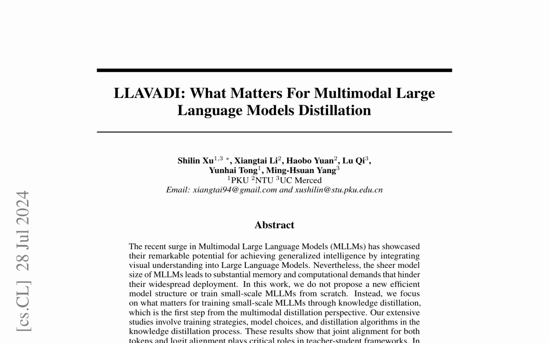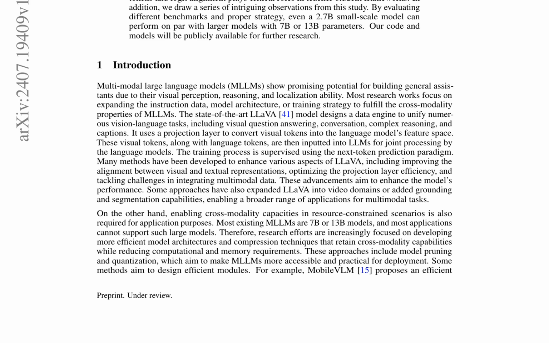for efficient multimodal learning. MLLMs demonstrate promising potential for building general assistants, leveraging their visual perception, reasoning, and localization abilities. Research efforts have concentrated on expanding instruction data, model architecture, and training strategies to fulfill the cross-modality properties of MLLMs. The state-of-the-art LLaVA model, for instance, designs a data engine to unify numerous vision language tasks, including visual question answering, conversation, complex reasoning, and captions. It employs a projection layer to convert visual tokens into the language model's feature space.